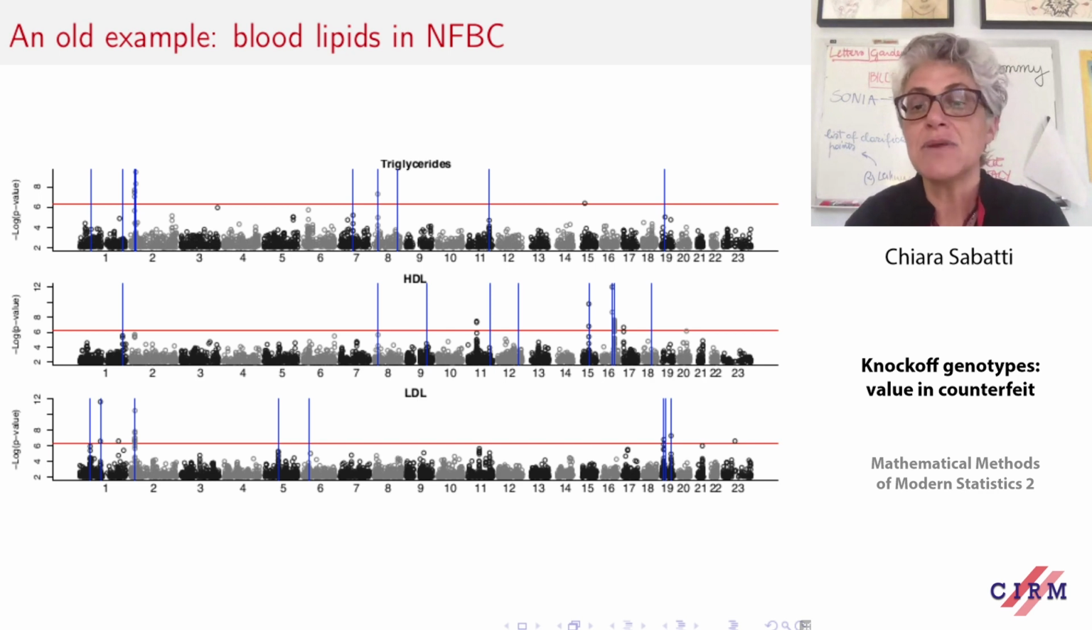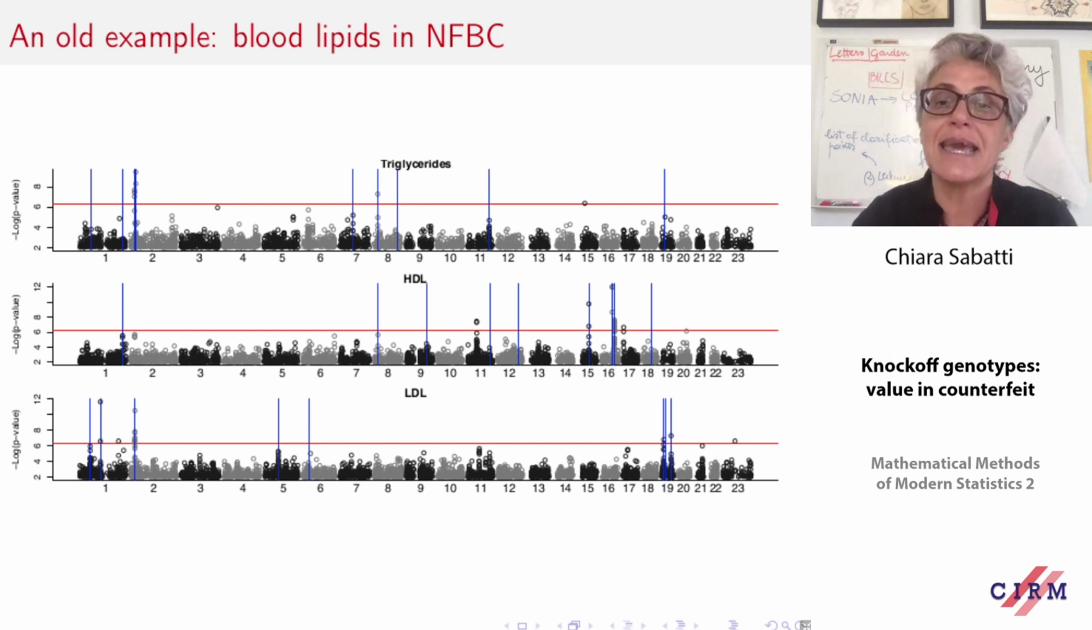You can see that there are some locations in the genome that lead to very small p-values, and so we have some discoveries there. The traits here are triglyceride, HDL, and LDL. And this is data from the NFBC cohort.